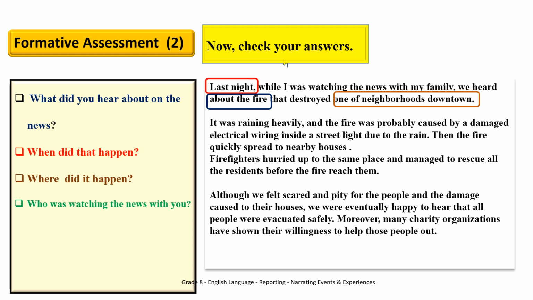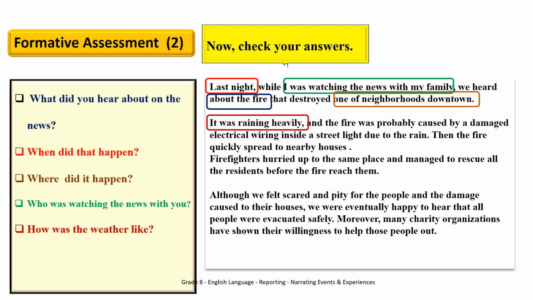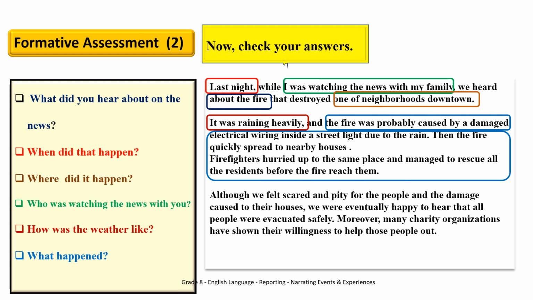4. Who was watching the news with you? I was watching the news with my family. 5. How was the weather like? It was raining heavily. 6. What happened? Well, the fire was probably caused by a damaged electrical wiring inside the streetlight due to the rain, etc. Last question. How did you feel about that? We felt scared and pity for the people. We were eventually happy.